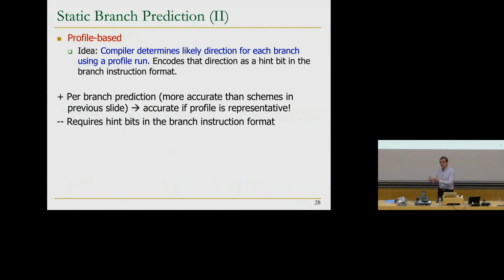And so how do you actually make use of this hint bit? The first time you execute the branch, maybe you don't use it, maybe you use it some way, but you store this hint bit in the BTB, and the next time you fetch this branch, you quickly access the BTB and you basically take that bit and use that as part of your prediction.